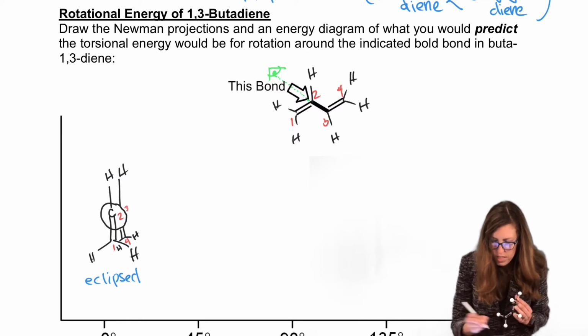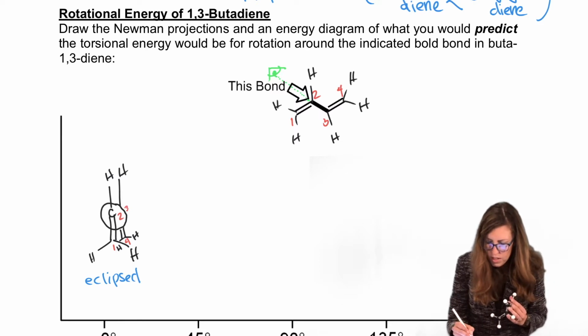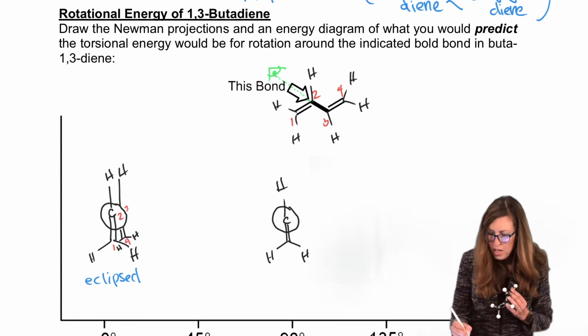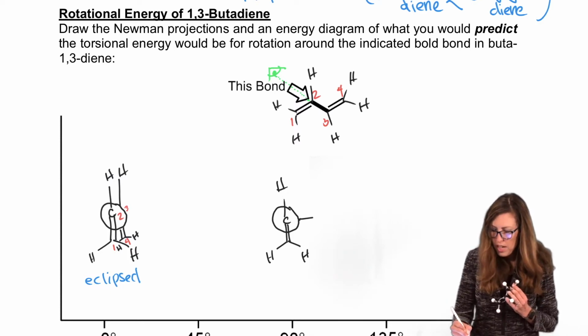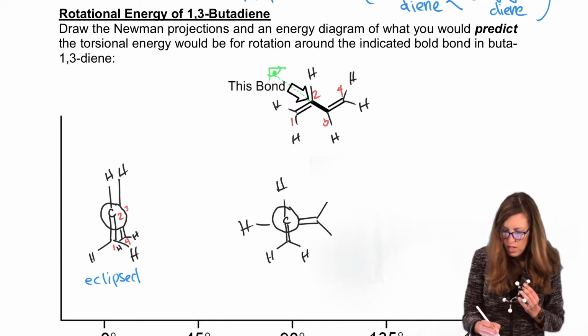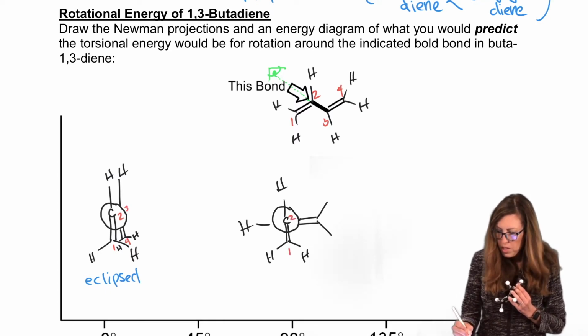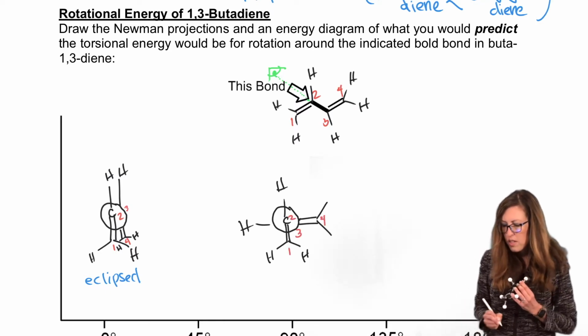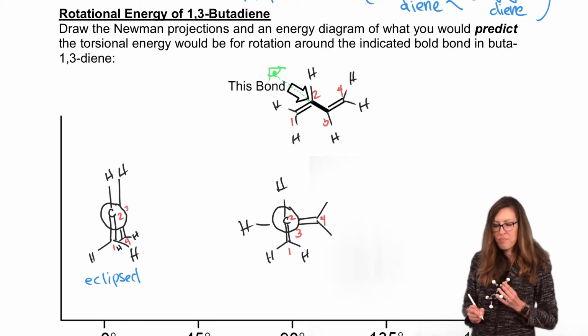I'll skip to 90 because I'm just going to sketch a rough plot for this purpose. I'm keeping the front the same, but I am rotating it so that they're staggered 90 degrees to each other. And just to keep track, I'll keep the numbering up: 1, 2, 3, 4. All right, so there's 90.